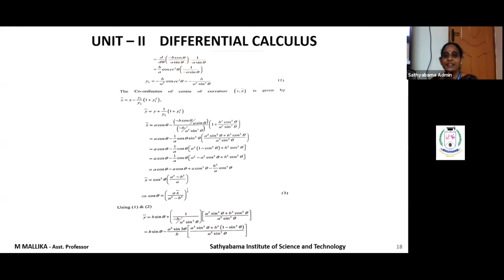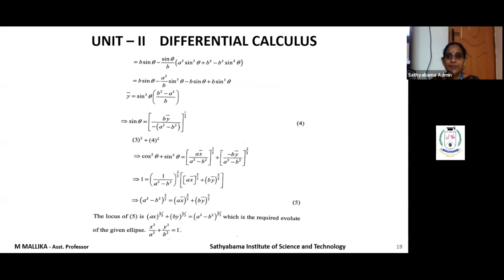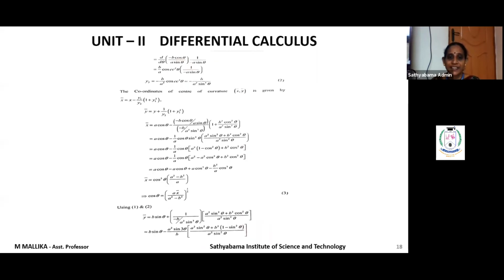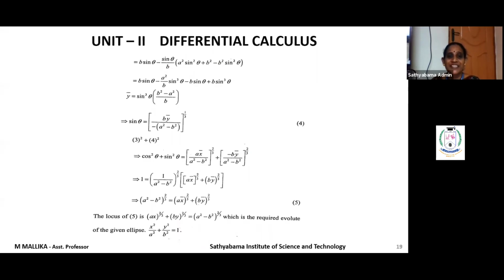Right? Similarly, find out y bar. The same way, by substituting the y1 value and y2 value, you will get sine cube theta as b y bar by (b square minus a square), or sine theta is (y bar by minus of (a square minus b square)) the whole power 1 by 3. So what have I obtained? I have obtained cos theta in equation 3 and I have obtained sine theta in equation 4.